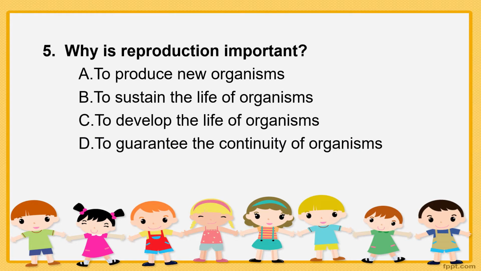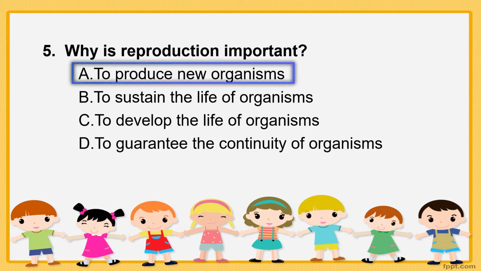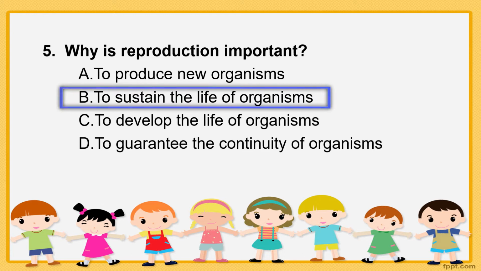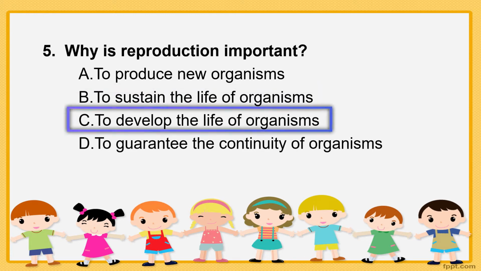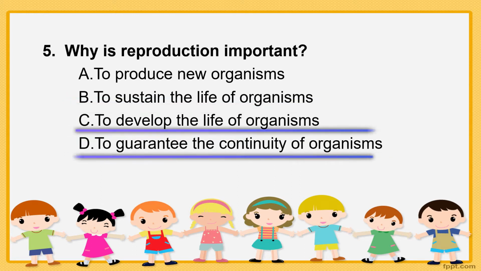Number 5. Why is reproduction important? A. To produce new organisms. B. To sustain the life of organisms. C. To develop the life of organisms. D. To guarantee the continuity of organisms.